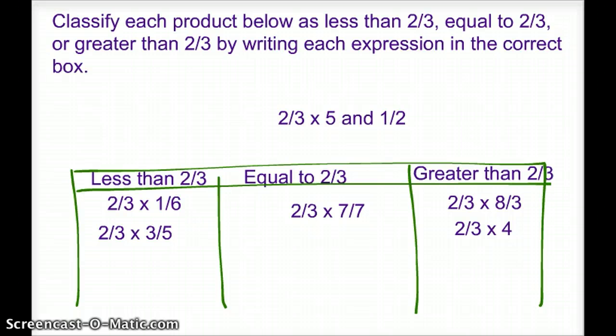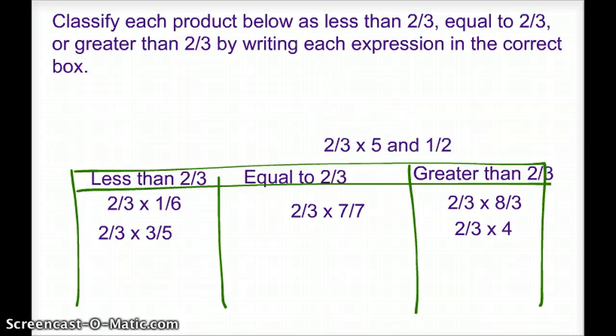2/3 times 5½. What is 5½? 5½ is a fraction, a mixed number, improper fraction, or 1. I hope you're screaming, mixed number, Miss V, mixed number, because it is a mixed number. When you're multiplying by a mixed number, your answer is going to be greater.